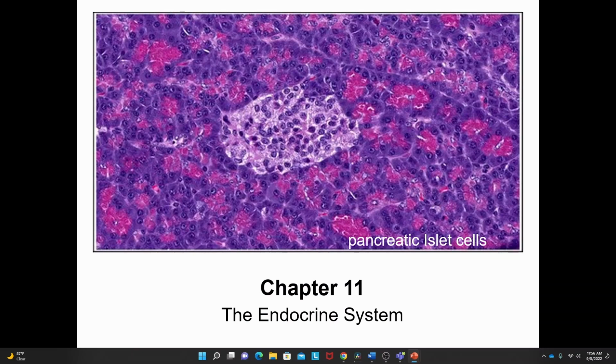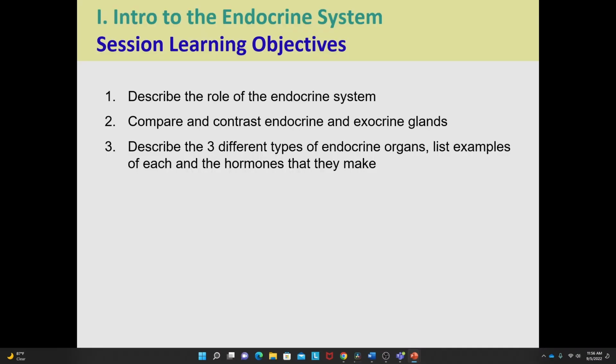So for our first body system, we're gonna hit the ground running with the endocrine system. For this first video, we're gonna just focus on the introduction to the endocrine system, talk about it in its entirety, and then talk about endocrine versus exocrine, compare and contrast them, and then talk about some of the different types of organs we'll find, some examples and the hormones they make. Later on in this chapter, we'll go into what hormones are and how they function, the different types of hormones. And then for the rest of the videos, we'll piece by piece go through the main players of the endocrine system.